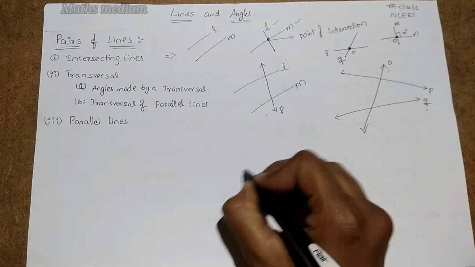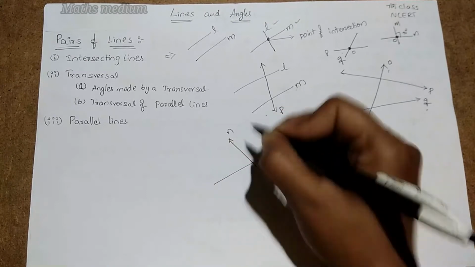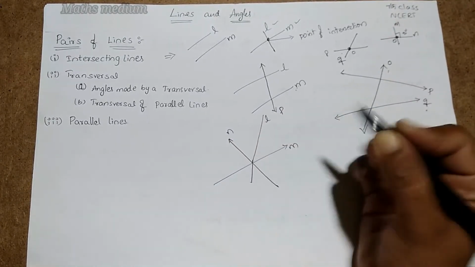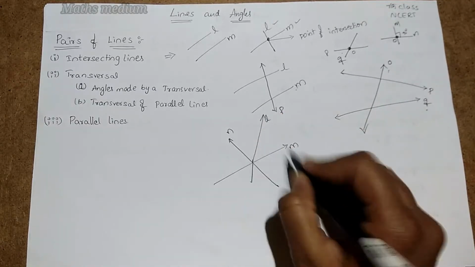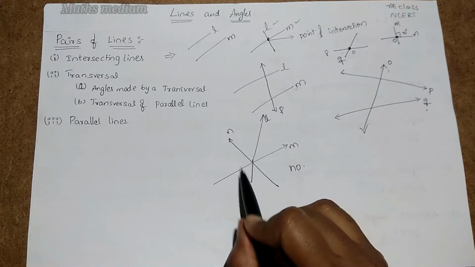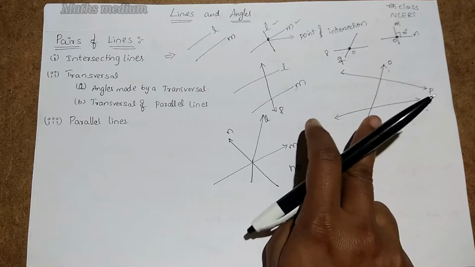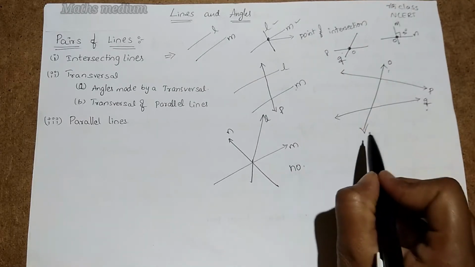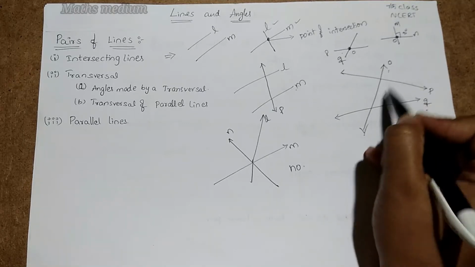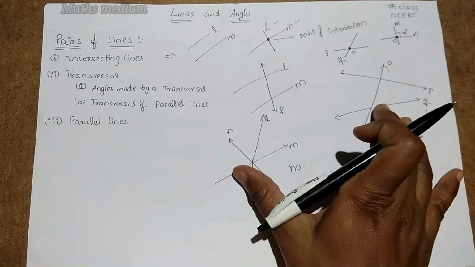Let it be another example. This is M, this is N, and this is L. Here, is L the transversal of any line? No, because it does not intersect at distinct points. In the two earlier cases, we can see that the transversal line is intersecting the two lines at distinct points. So that is the transversal.